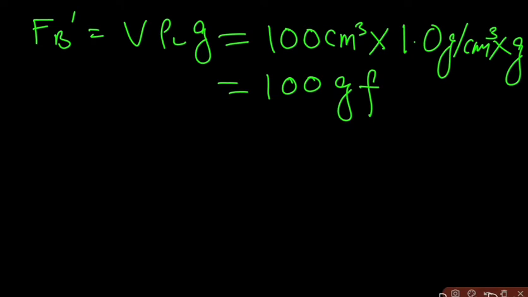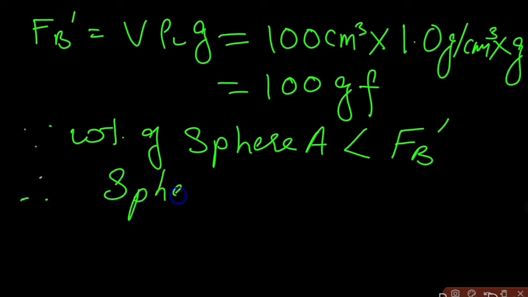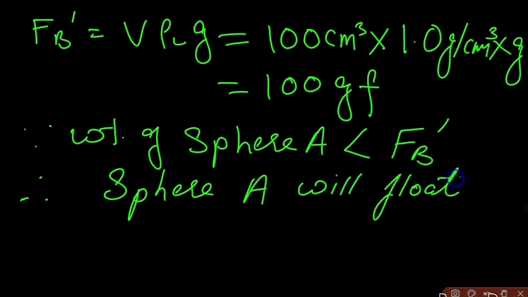Now here you can see, since the weight of sphere A is less than the upthrust, therefore sphere A will float. Now let us see what happens to sphere B.